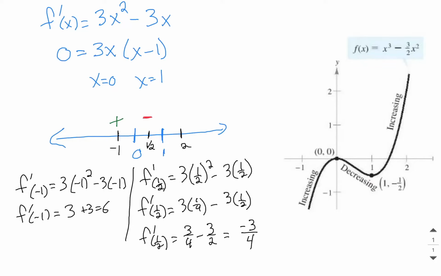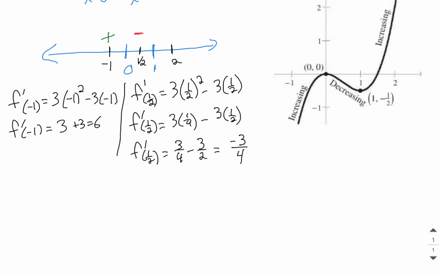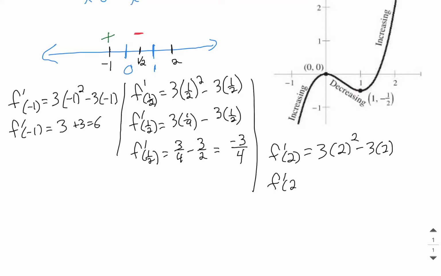And then we got to do the same thing with our final point here. I ran out of a little space, so I'm going to just reposition here. We're going to have to test this f prime at 2. So we're going to end up with 3 times 2 squared minus 3 times 2. And then we have f prime at 2 is equal to 3 times 4 minus 6. F prime at 2 is equal to 12 minus 6, which is 6. And in this case, that's a positive value.